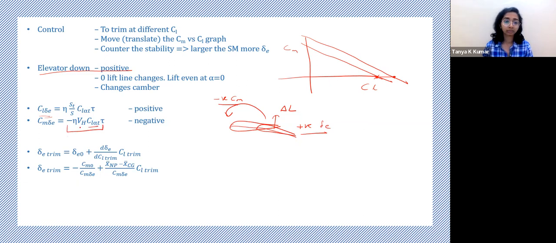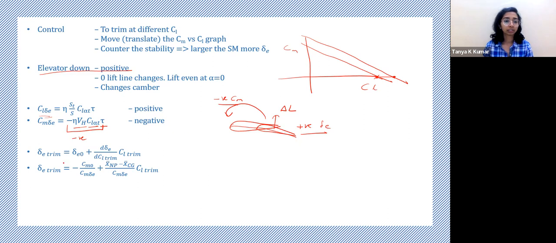CL alpha is positive, VH, tail volume ratio, tail efficiency factor, control surface effectiveness parameter, they're all positive. And you have a negative sign here, so this entire term is negative. Positive deflection of elevator, that is downward deflection, gives you a nose down moment or a pitch down moment.